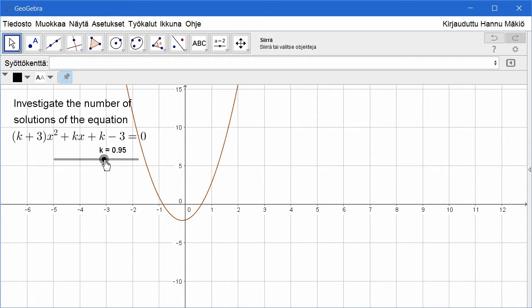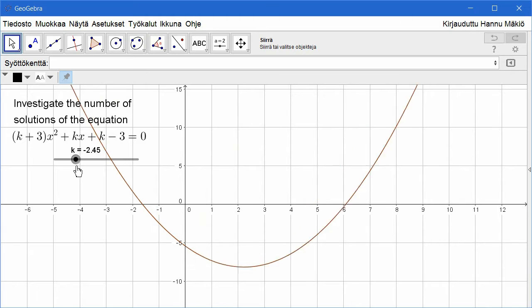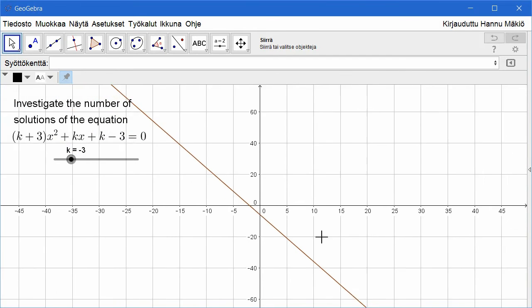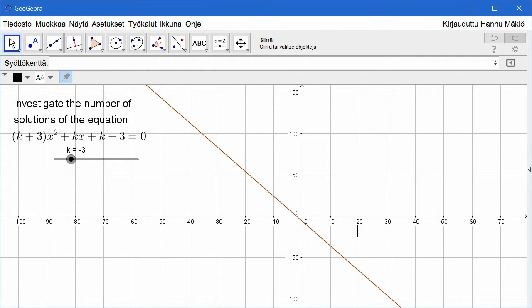Now when I change the value of k from the slider, I first look at the overall picture. What does this graph look like? First, it's a parabola opening up, and then here it opens down, and here at k is -3, something strange happens. If I zoom out, it looks like a line. Why is this?